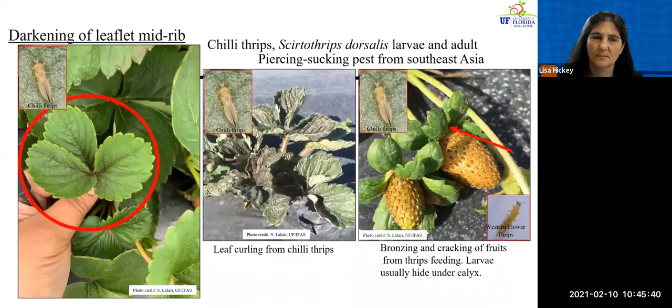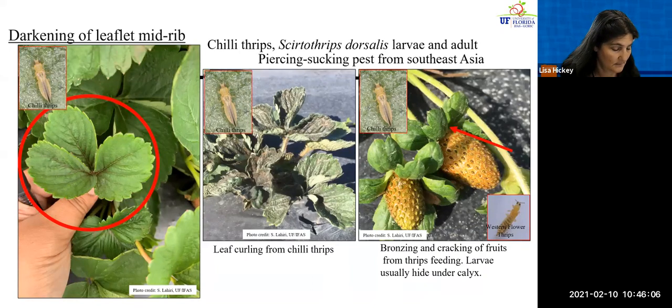But first, let's talk about the pests that are commonly found in strawberries, starting with the chili thrips. The chili thrips are an invasive species, piercing-sucking pests from Southeast Asia, and they feed on strawberry leaves, flowers, and fruits. In this picture, you can see the darkening of the leaflet midrib from chili thrips feeding.